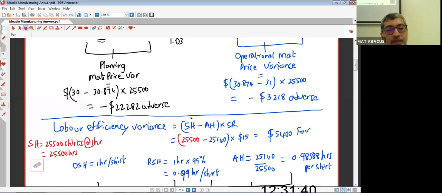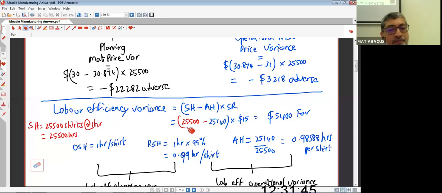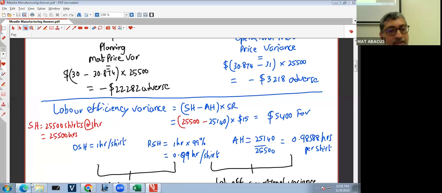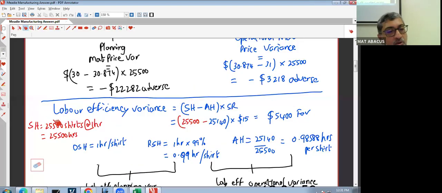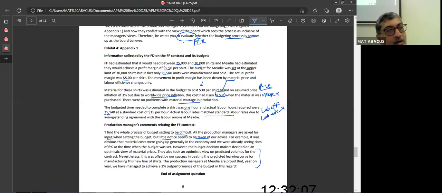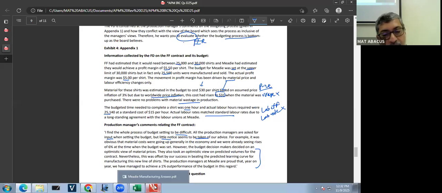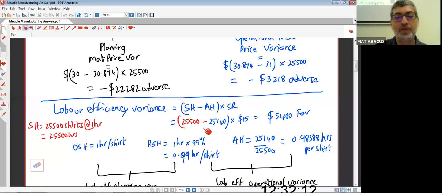Labor efficiency variance is always standard hours minus actual hours times standard rate. Standard hours, 25,500. How do I get it? Because they said to us initially in the question that one shirt should take 1 hour. The budgeted time needed to complete a shirt was 1 hour. So that will be the standard time also. So at standard, it should take 25,500 hours. But then we were told that they only used 25,140 hours. So it would seem, therefore, that we have a nice favorable variance of 460 hours. We worked faster by 460 hours times 15 is 5,004.